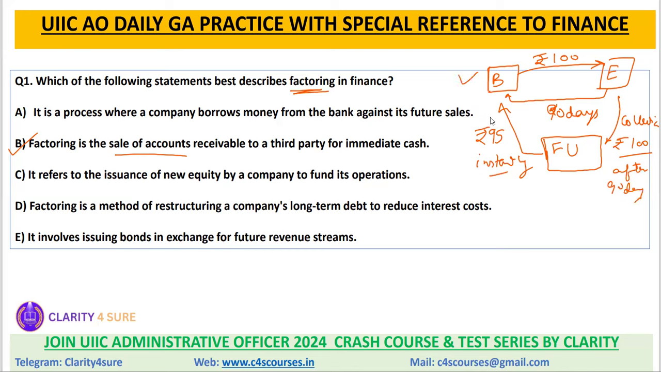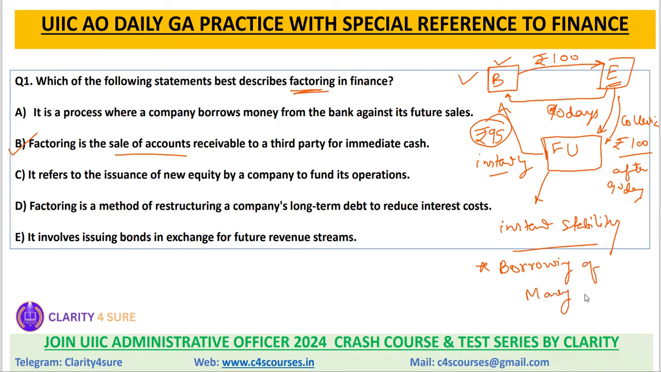So this business will be able to get 95 instantly, and the amount that this business was supposed to receive from this entity will now be collected by the factoring unit. So in this way, this business will be able to handle its working capital efficiently by factoring its receivables. Okay, so this whole process is known as factoring. So this process gives instant stability. Okay, and another advantage is it doesn't require borrowing of money by the business. Borrowing of money not required.